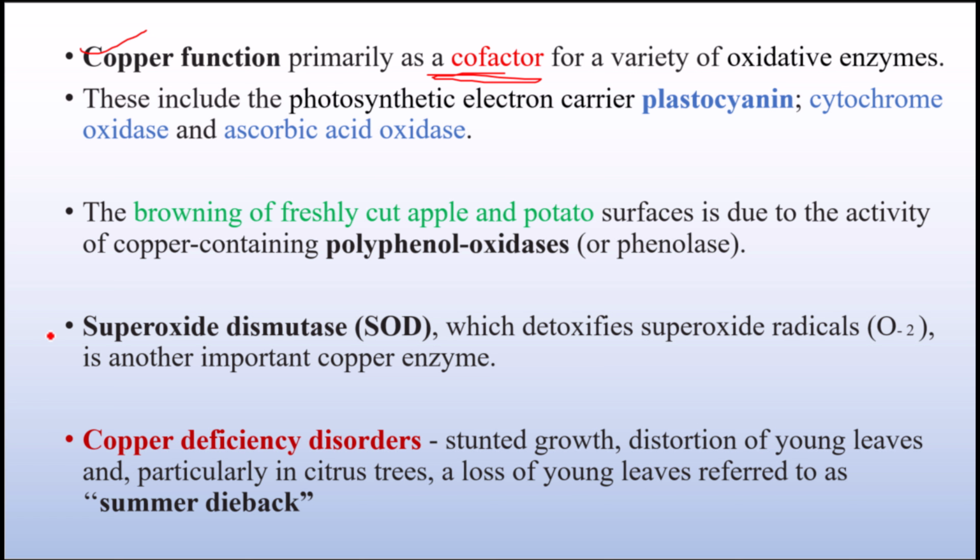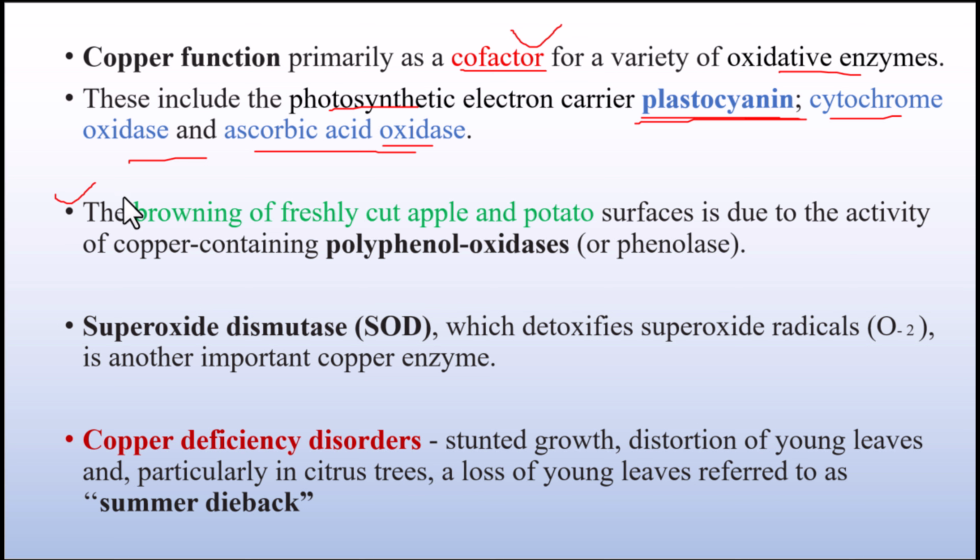Next, the functions of copper: primarily a cofactor for a variety of oxidative enzymes. For example, copper functions in the electron transport chain in photosynthesis, where plastocyanin comes in. So this plastocyanin functions with the help of copper. Also cytochrome oxidase and ascorbic acid oxidase function with the help of copper as a cofactor ion.